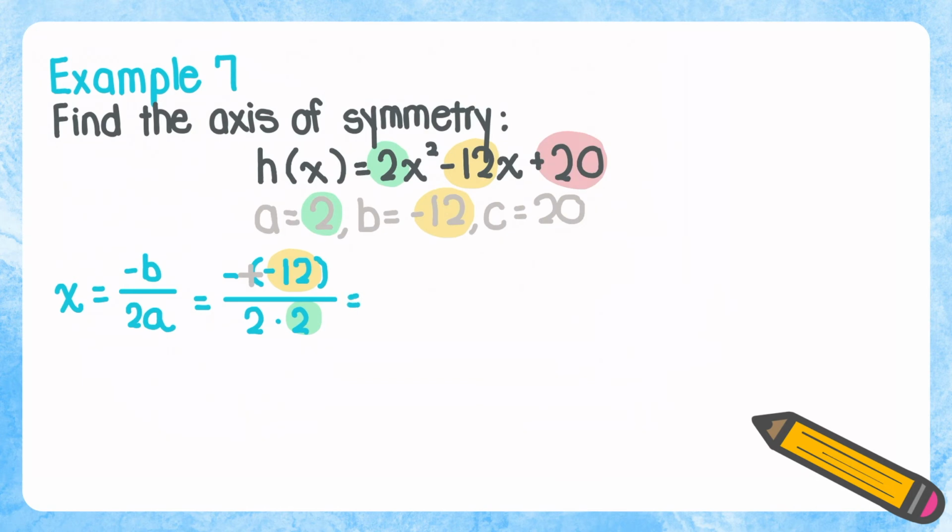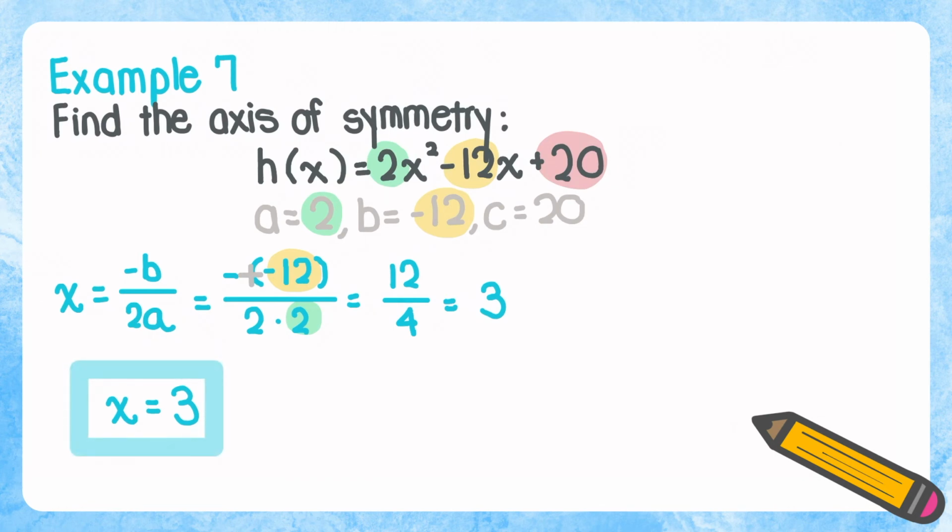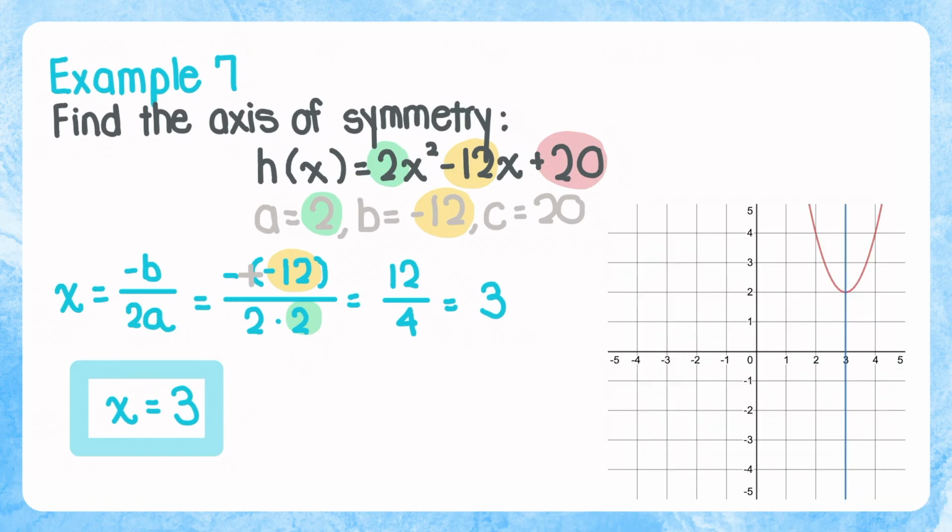So at the top, the numerator, we have positive 12 divided by 2 times 2, which is 4. And 12 divided by 4 is 3. So our axis of symmetry is x equals 3. The biggest point to notice here is that the double negative turned into positive. So negative 12 simply turned into positive 12. Here's the graph, and notice that the axis of symmetry is at x equals 3.